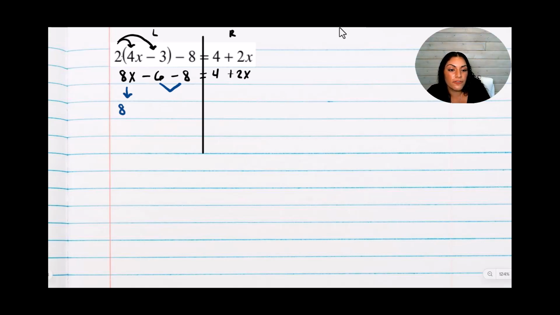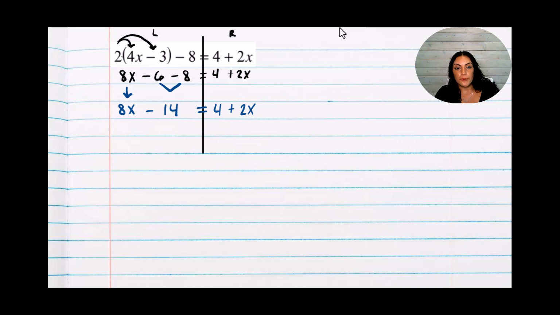So starting from left to right, I'm going to drop this 8x. I am going to combine these two terms. So negative 6 minus 8 gives us negative 14. Equal sign stays in that center where the line is. And then we're going to drop down the 4 plus 2x from the right.